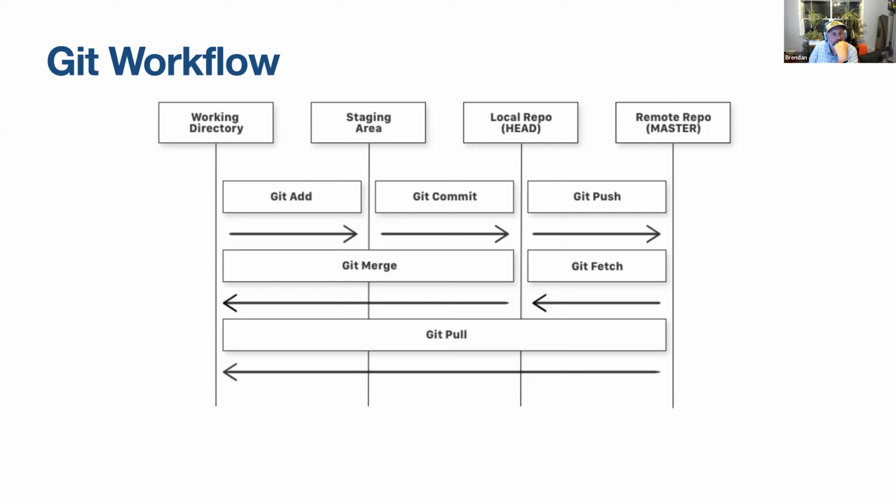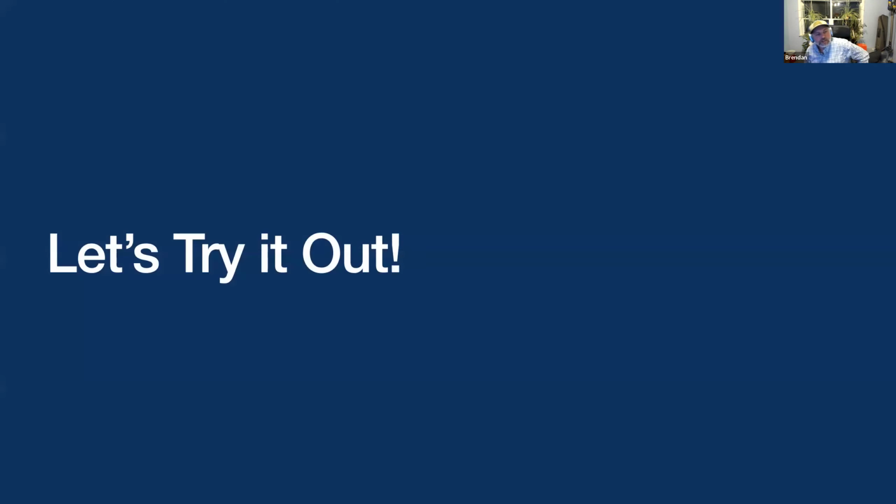Say you want to pull code that somebody else created, you would use the command git fetch, and that would reconcile what's on the remote repo with your local repo. And then when you want to take what's in your local repo and reconcile that with what's in your working directory, you would use the git merge command. And if you want to do that in one fell swoop and go from the remote repo directly to your working directory, you would use git pull.